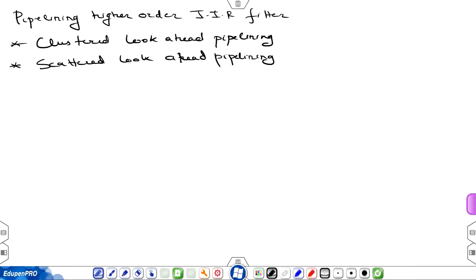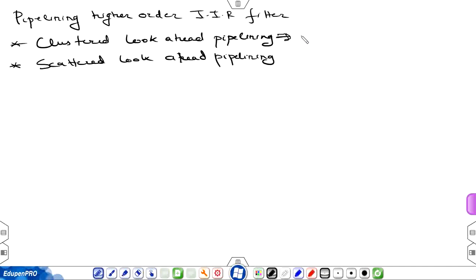Hello everyone. So in my previous lectures I had discussed the pipelining of first order IIR filters, and in this lecture I am going to discuss the concepts that will be used for pipelining higher order IIR filters. So the concepts that are used are: first is clustered look ahead pipelining technique, and second is scattered look ahead pipelining technique.